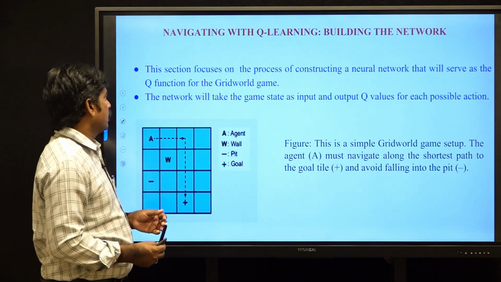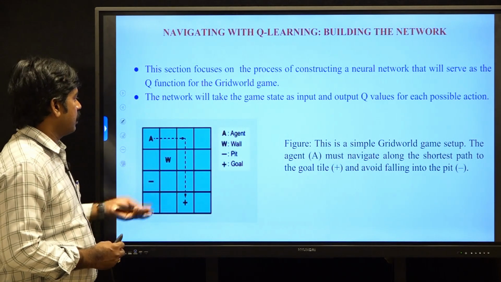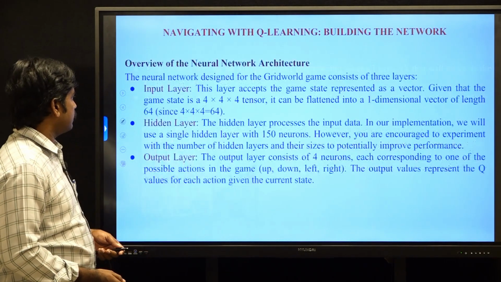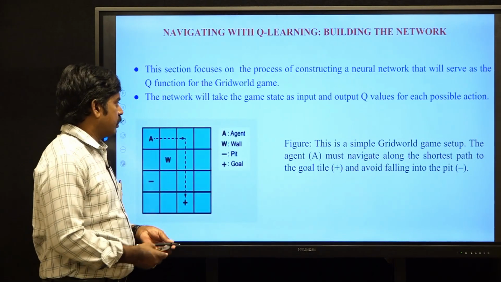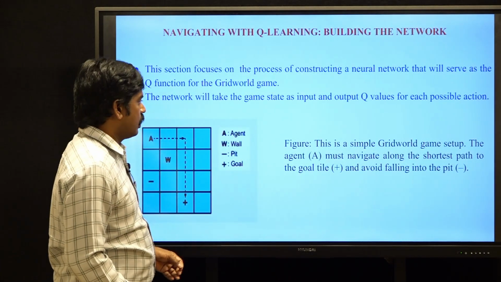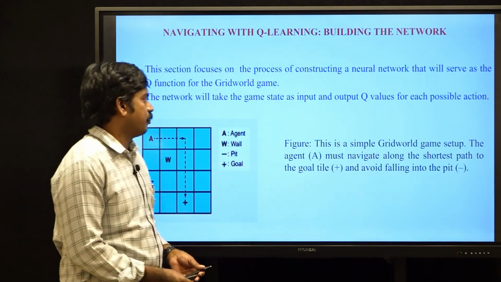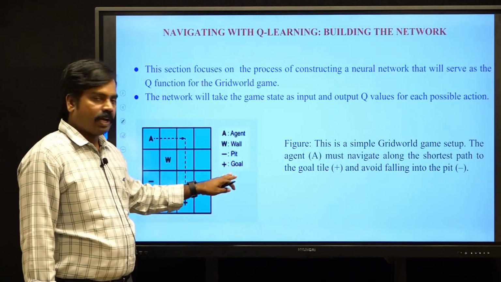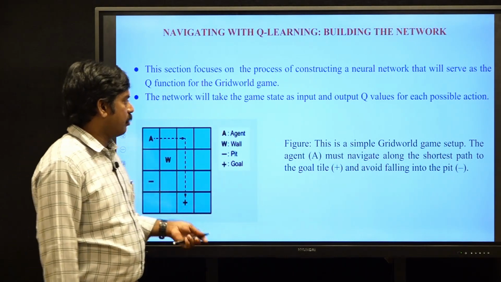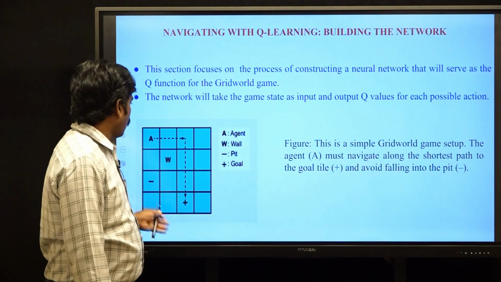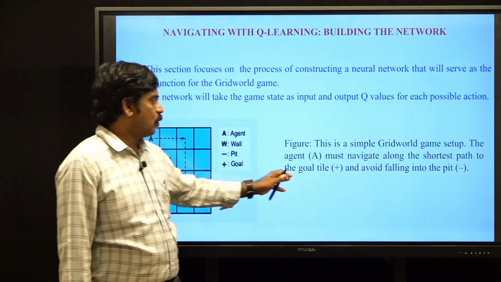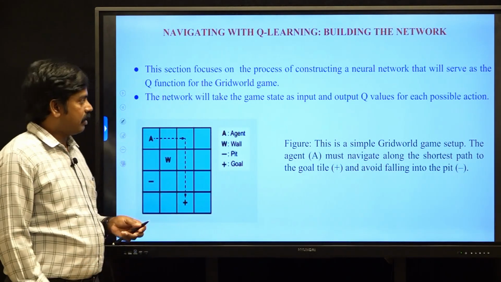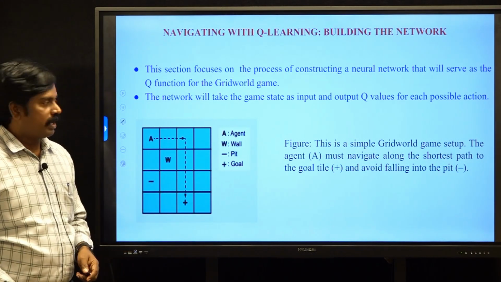In this example, we are using a grid world example to implement the Q function of the grid world game using a neural network. This is a 4x4 grid world game. It has 4 objects: the agent, wall, pit, and goal. The main aim is that the agent must navigate along the shortest path to reach the goal tile without touching the pits or walls.